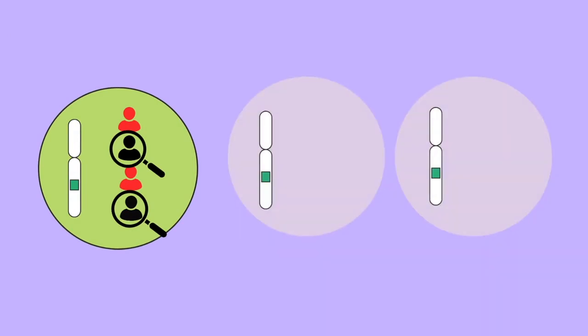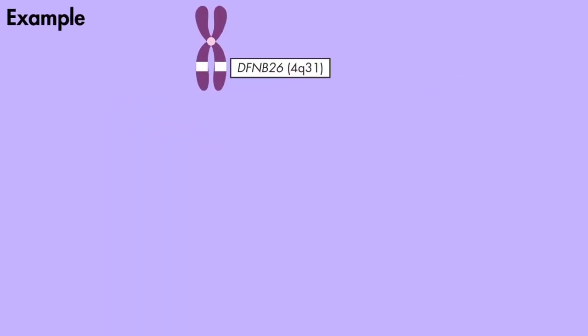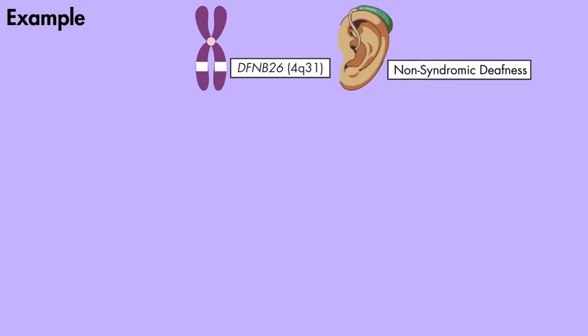When researchers study these unaffected individuals carrying the genetic mutation, they find clues pointing to another gene at play, which is a modifier gene in action. These modifier genes act as genetic influencers. They can enhance or suppress the effect of the main gene mutation.